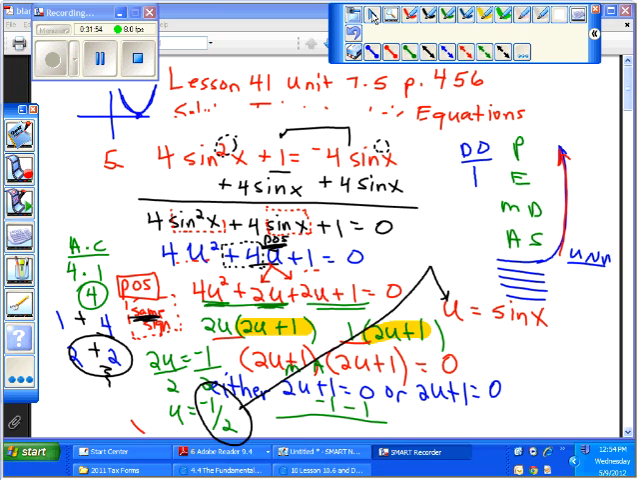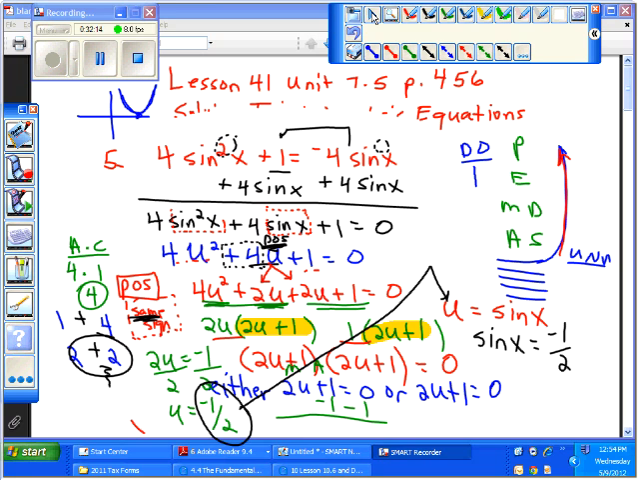So we got u is negative 1/2. We're going to need to put it right there, right? We let u equal sine x. We actually let sine x equal u. And u is equal to negative 1/2, which means that sine x is equal to negative 1/2. So now we have sine x equals something.